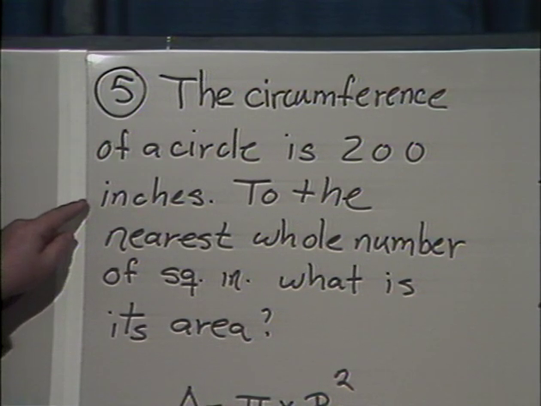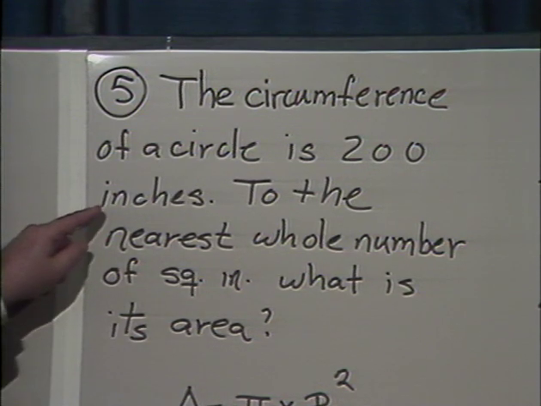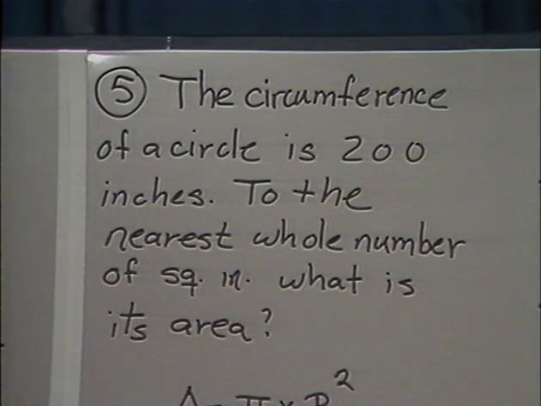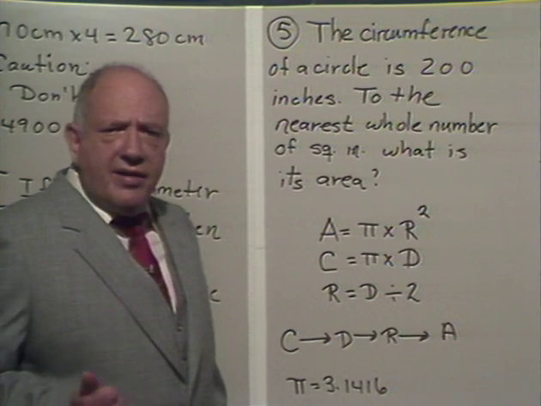Now, we've had problems that started like that before, but before the question would say something like, what is its diameter or what is its radius? See, now look what the problem says. It says the circumference of a circle is 200 inches. To the nearest whole number of square inches, what is its area? See, basically, we're being asked to find a relationship between the circumference of a circle and its area.